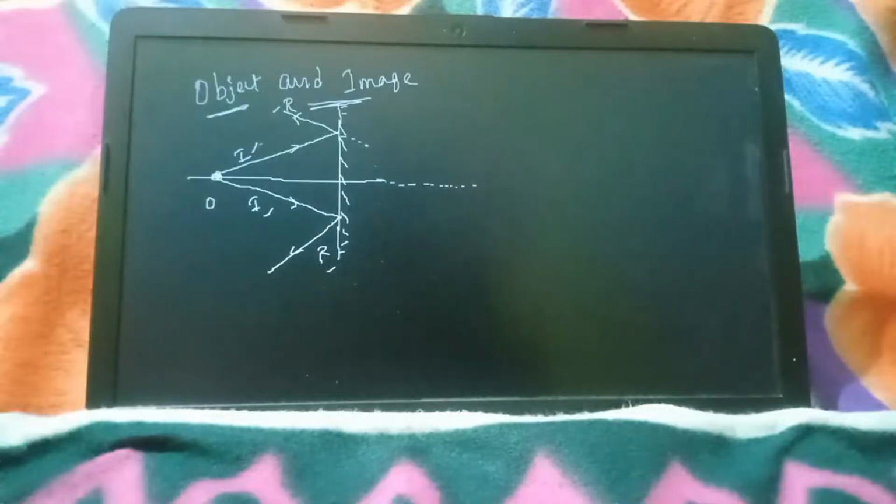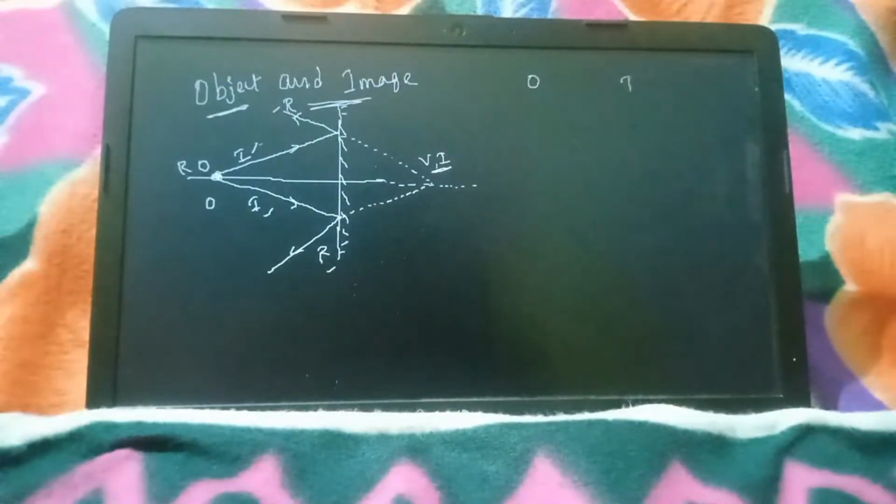If you extend these light rays, the image will form somewhere else. Here I'm considering a real object, then a virtual image will form. Here you need to understand one thing: if the object is real, the image is virtual.